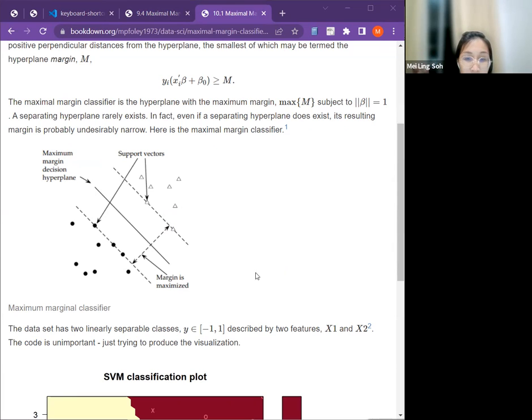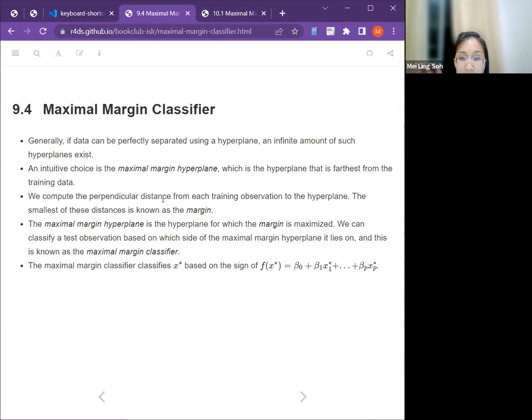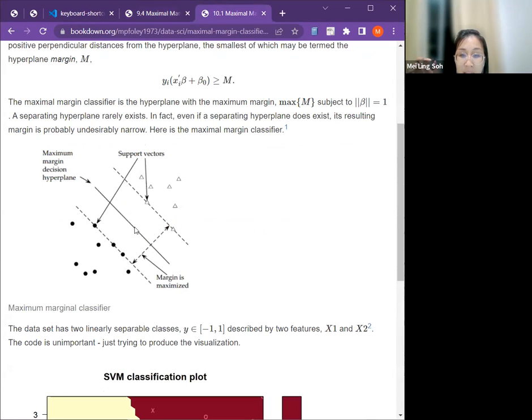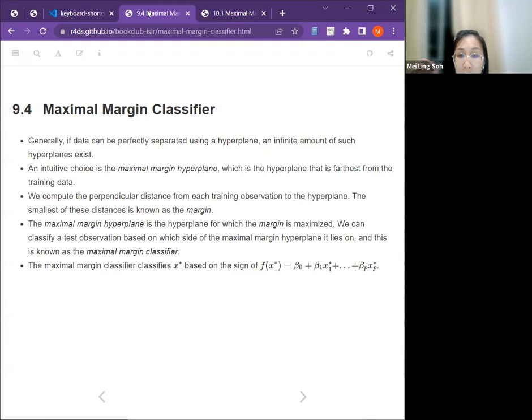Maximum margin classifier is where you want to use the largest margin to make the classification. So you will have a maximum margin, and this will be your hyperplane. The maximum margin hyperplane, in the book definition, is a hyperplane that is furthest away from the training data, where we have this perpendicular, these are all the margins. So here, the perpendicular distance to the threshold is usually the margin.